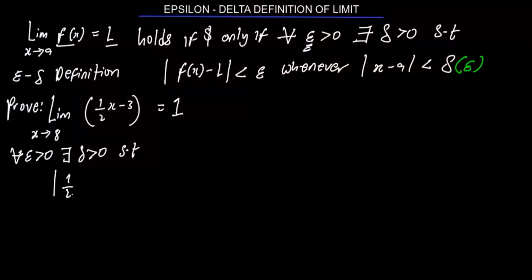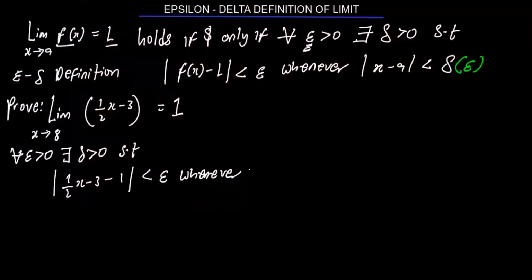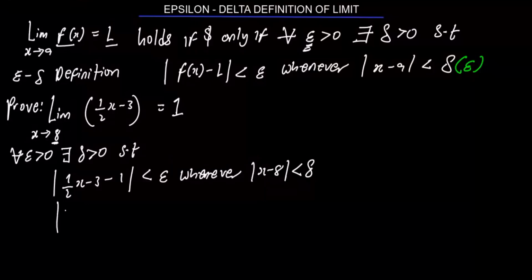So I have half x minus 3, then minus what you have here is 1, so less than epsilon whenever the absolute value of x minus a, this is my a here, so x minus 8 is less than delta. So what I'm having here is the absolute value of half x minus 4 less than epsilon. Good. So this is what I have.